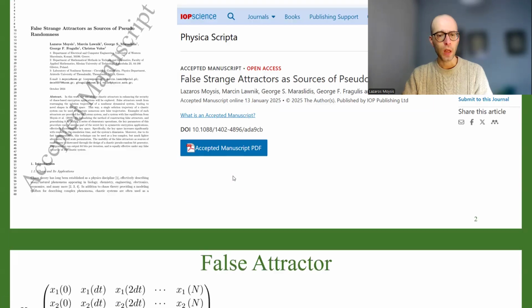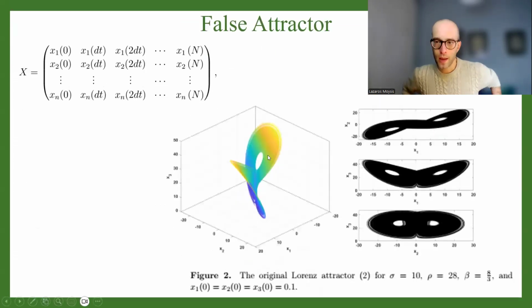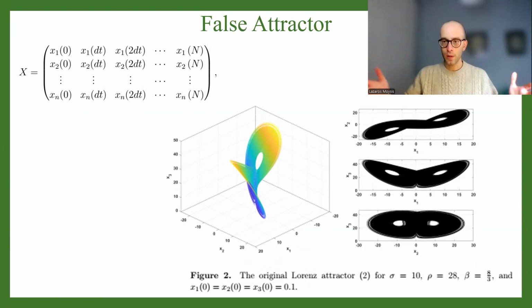So let's talk about attractors. Probably you already know what an attractor is. Basically, we have a nonlinear system. We solve it, and we obtain, using some numerical technique, the solution as a time series for each individual state. For example, for the Lorenz system, we have the solution for x1, x2, and x3.